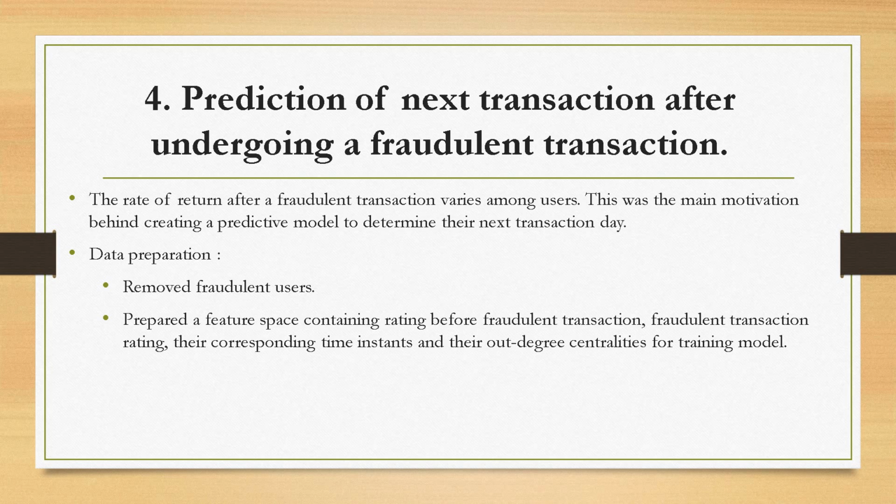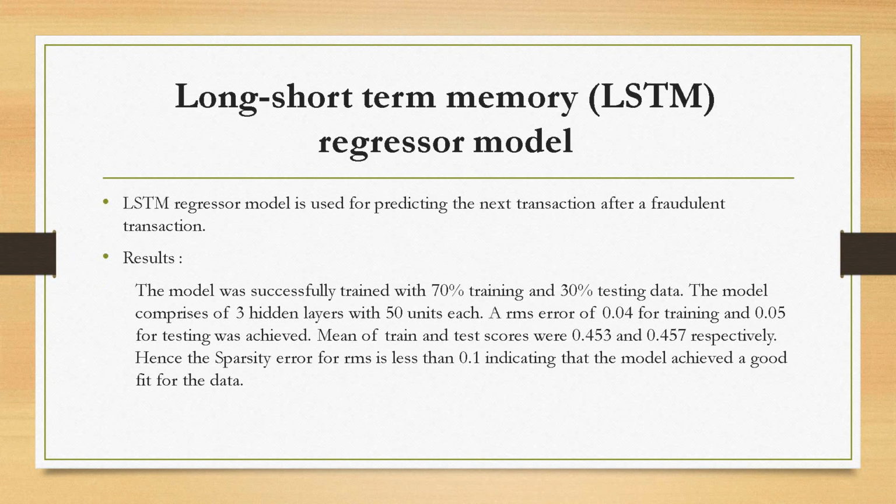First, we did the data preparation, removing fraudulent users and preparing a feature space containing the rating before the fraudulent transaction, the fraudulent transaction rating, their corresponding time instants, and their out degree centralities for training the model. After selecting the feature space, we analyzed which model to use and found that the LSTM model is best for our scenario. LSTM is an artificial recurrent neural network used in the field of deep learning. LSTM also has feedback connections which improve its processing.